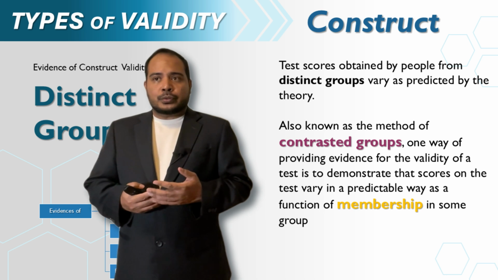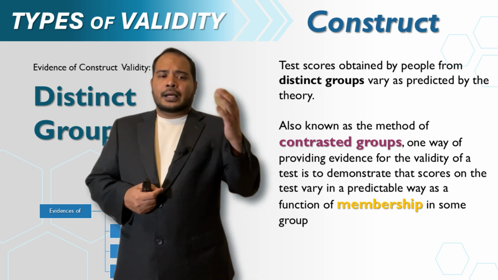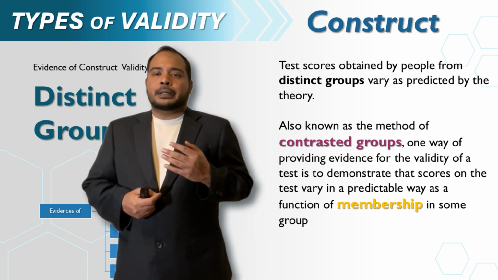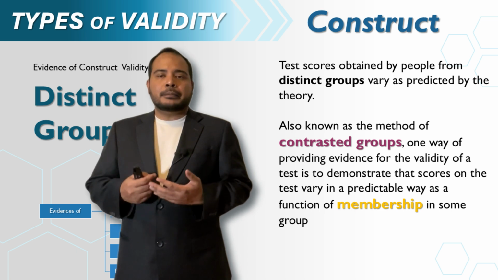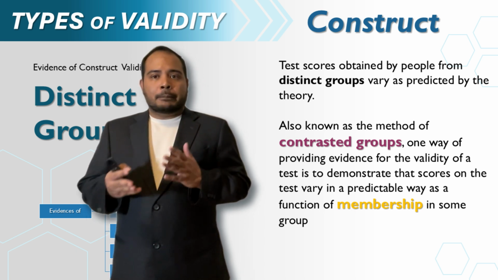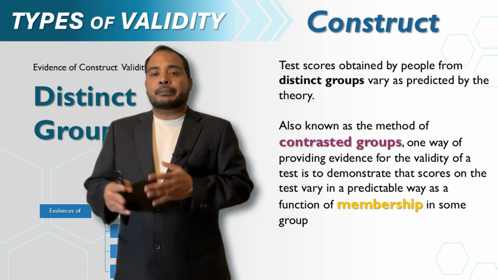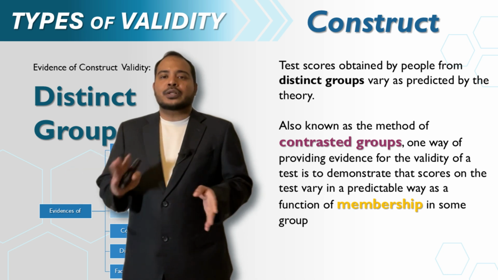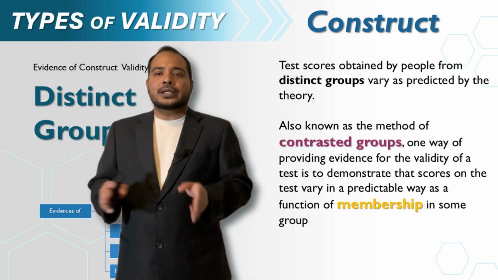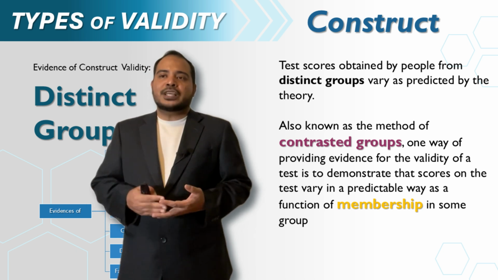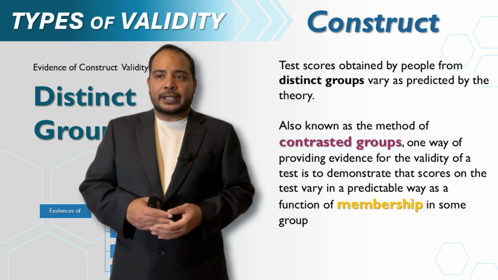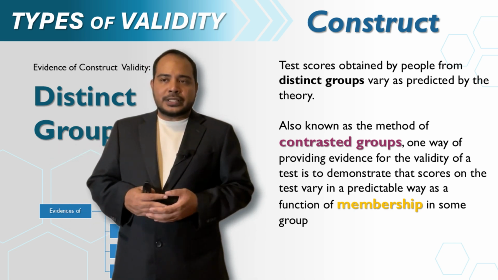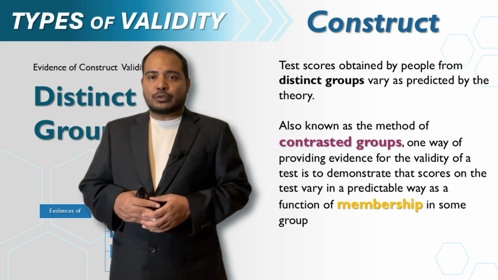The same goes for constructs from a clinical perspective, depression, for example. People with high depression may have some suicidal thoughts, but these suicidal thoughts may not be present in a group with no depression. So there are contrasting characteristics between the two groups. How we know this is based on what has been predicted by the theory. The method that people can use to establish evidence of distinct groups is the contrasted groups method.